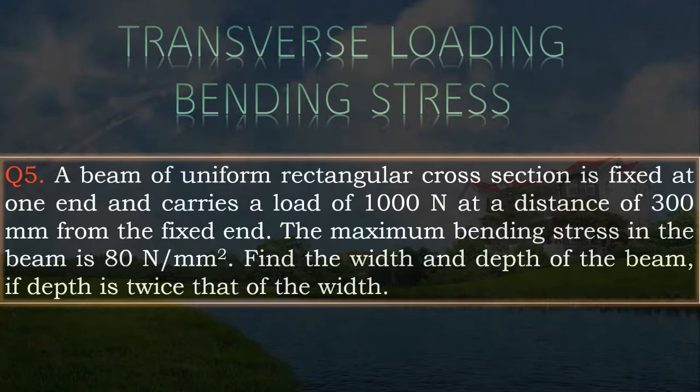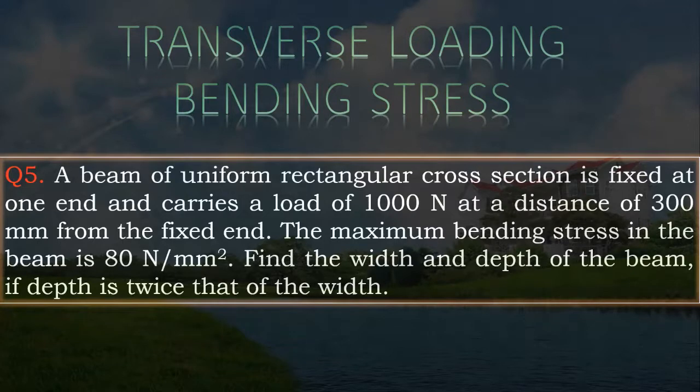A beam of uniform rectangular cross section is fixed at one end and carries a load of 1000 newtons at a distance of 300 mm from the fixed end. The maximum bending stress in the beam is 80 Newton per mm square. We need to find the width and depth of the beam if the depth is twice that of the width.